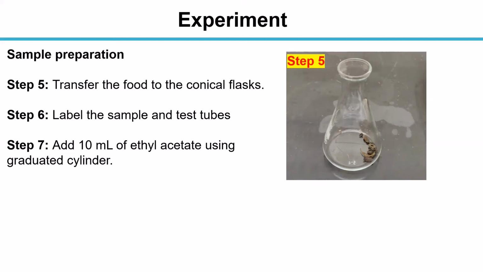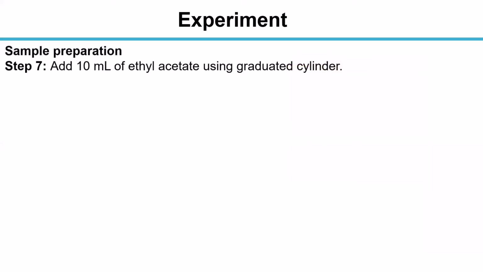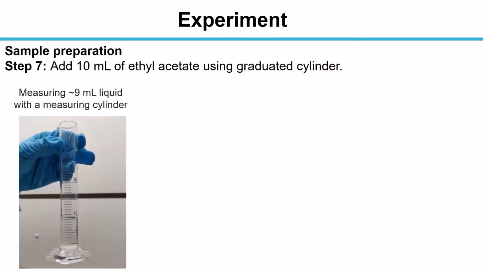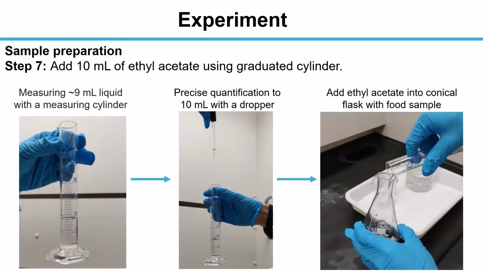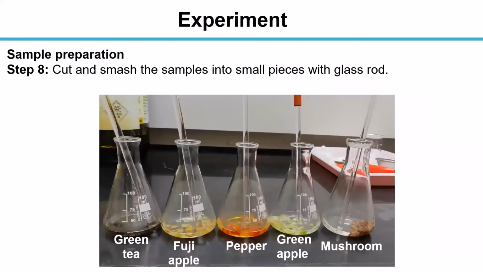In step 7, we add 10 ml of ethyl acetate using cylinder. And the detailed procedure of step 7 are described here. We measure the liquid with help of a measuring cylinder and a dropper. Then add ethyl acetate into conical flask with food sample. Then we cut and smash the sample into small pieces with scissors and glass rod. Eventually, we got the samples.